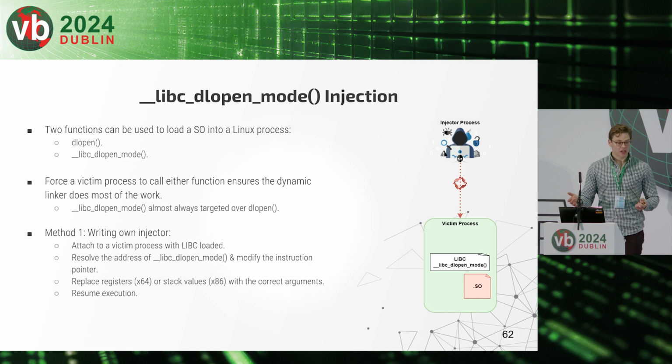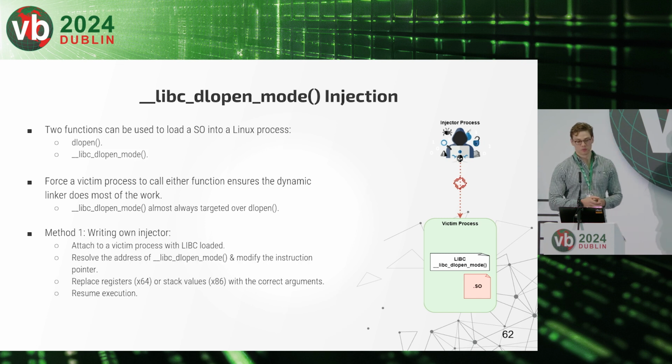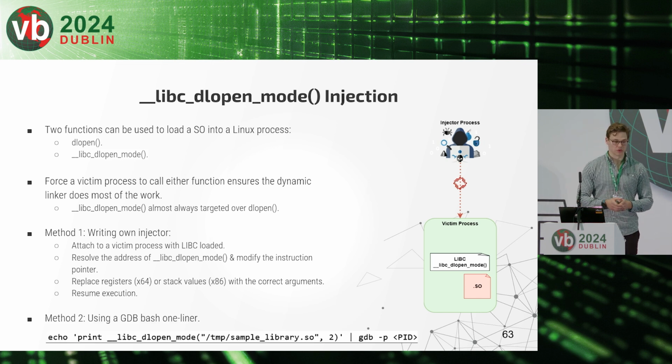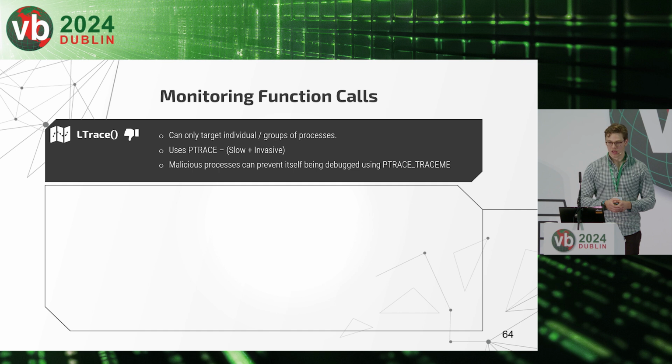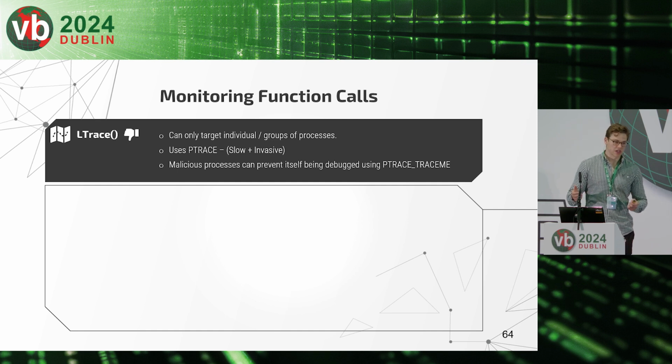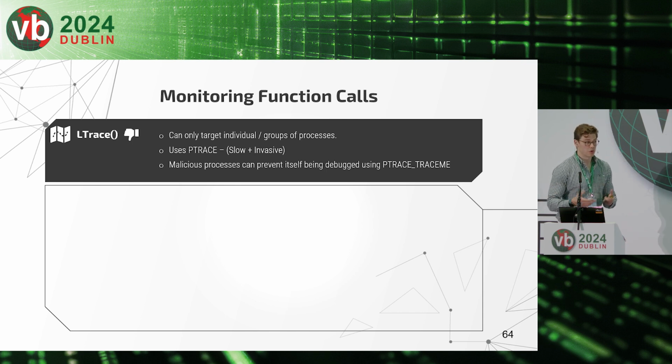So we can either write our own injector and force it to call this function, or we could even use a simple GDB one-liner, as seen on the screen. And since this attack technique is predicated on forcing a victim to call __libc_dlopen_mode, an obvious solution is to directly monitor library calls. A common tool that does this is ltrace, though it's not very suitable because it only monitors individual processes or groups of processes. It also uses ptrace under the hood, which is really slow and invasive. It can be blocked with, like, a TracerPid flag.